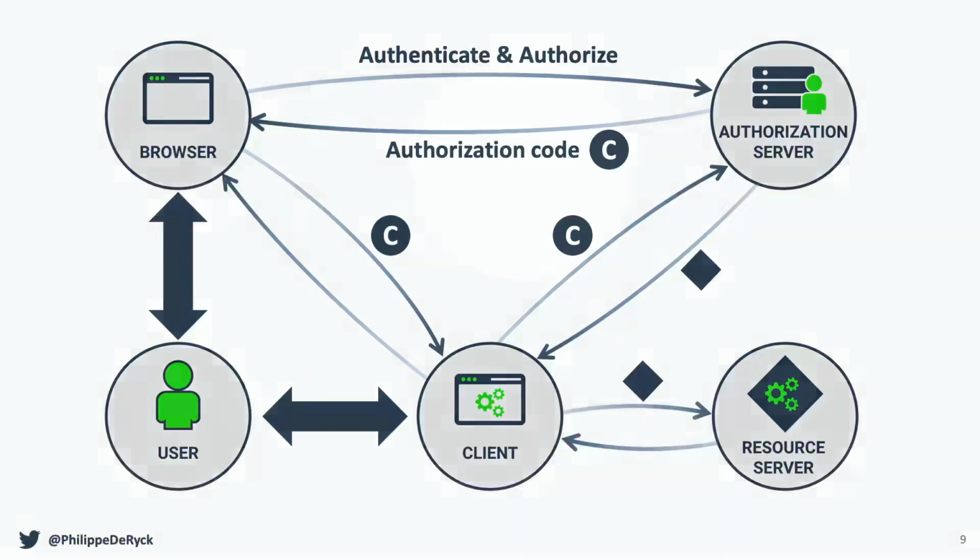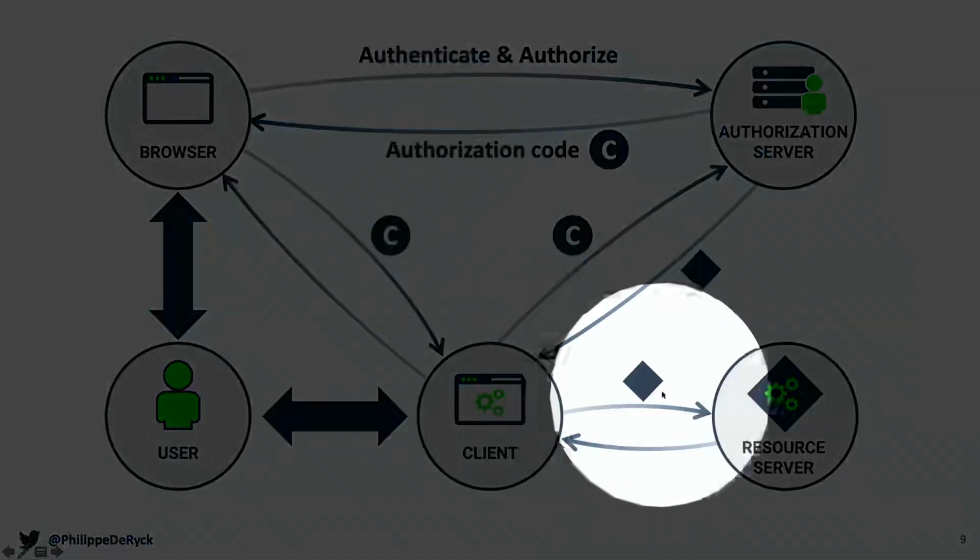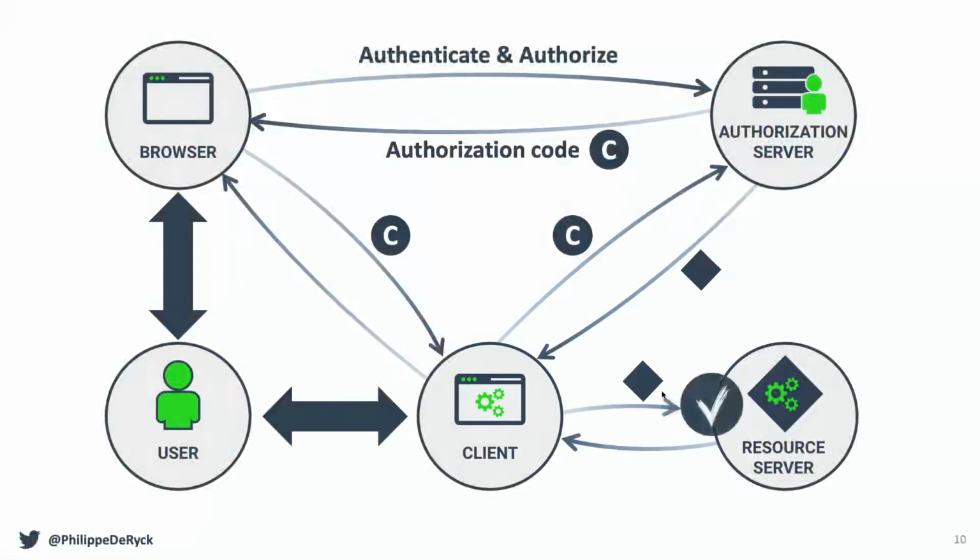This access token represents authority. The resource server is going to use that to make an authorization decision. The resource server is going to look at that token like, who are you? Oh yeah, I know who you are. Yeah, you're allowed to access this resource. Go ahead. And that's what's happening there.